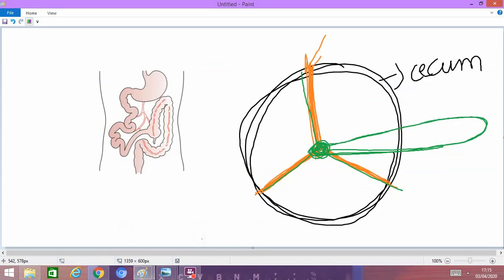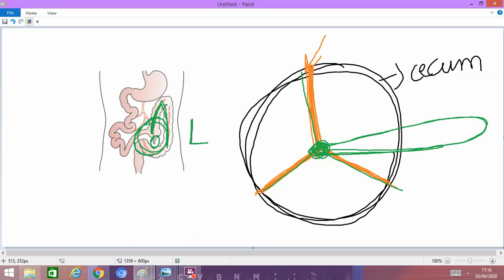There are some abnormal positions of the appendix. There are at least some say 6 and some go to the extent of 7 abnormal positions of the appendix, but in those cases the cecum is at its normal position. But there are some cases in which the appendix is at an abnormal position because the cecum itself is at an abnormal position. For example, here you can see that the appendix and the cecum itself is malrotated. This is your appendix and it is on the left side.